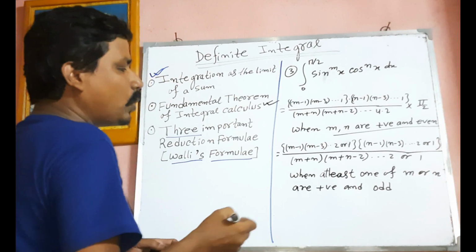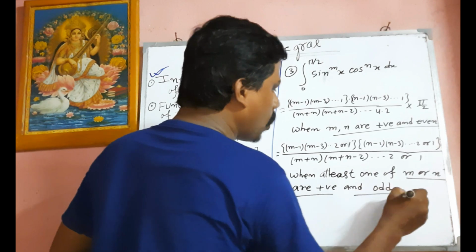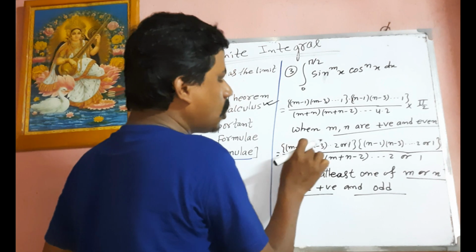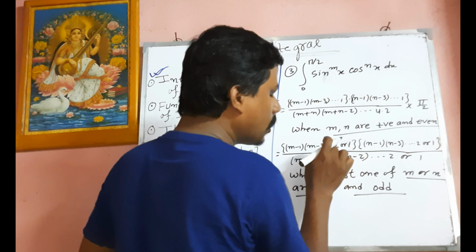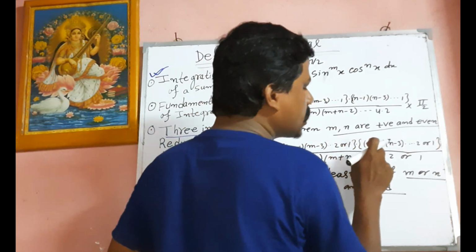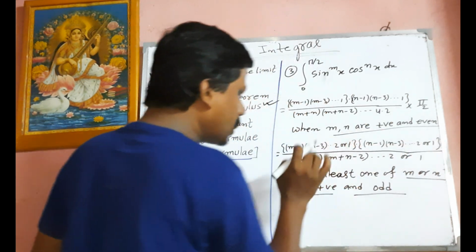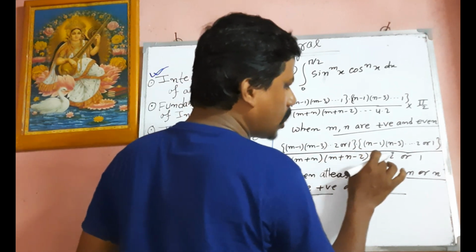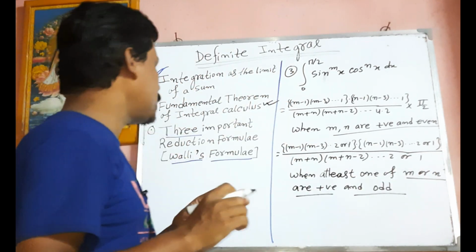Now the next part: when at least one of m and n is positive and odd, then this formula turns to (m minus 1)(m minus 3) dot dot dot multiplied with 2 or 1, multiplied with (n minus 1)(n minus 3) dot dot dot 2 or 1, divided by (m plus n)(m plus n minus 2) dot dot dot 2 or 1. So this is the third formula of the important reduction formulas.